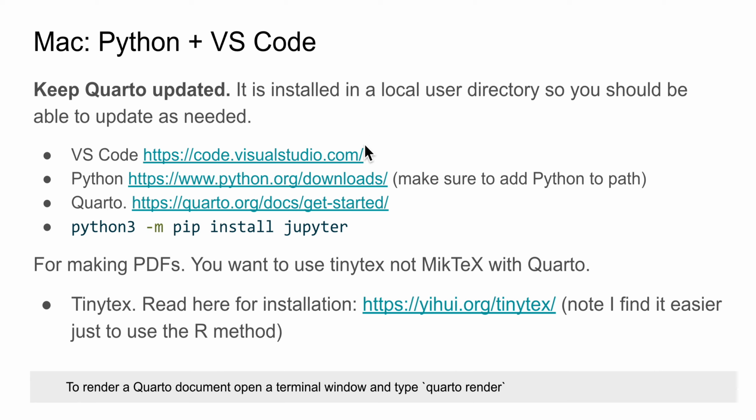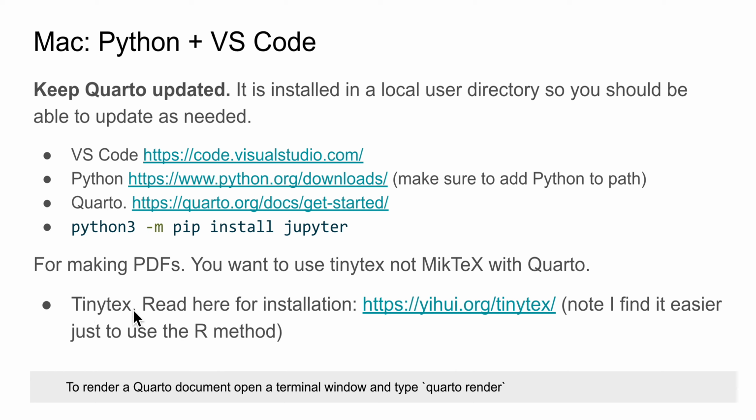Once you get those three installed, then you're going to need to install Jupyter, because Quarto is going to be using Jupyter to render that Python code in its doc. So it's kind of relying on that Jupyter engine. So install that. Then if you want to make PDFs, then you need to install TinyTeX.